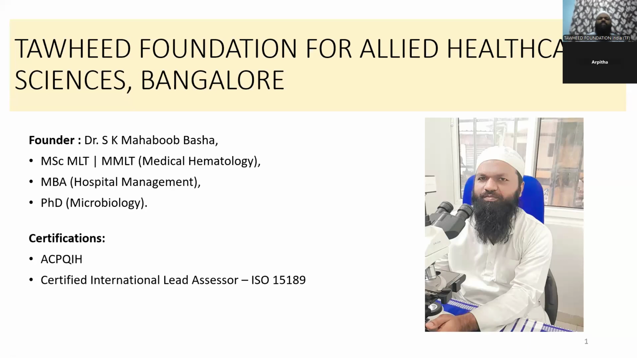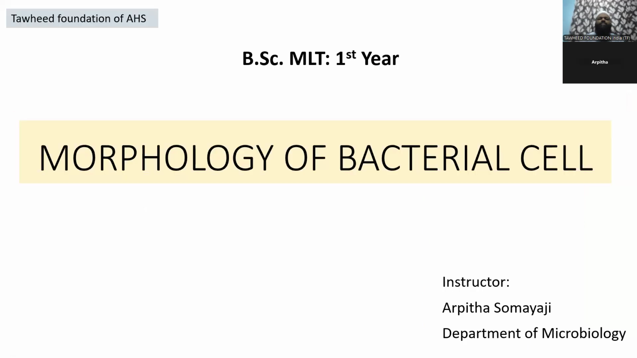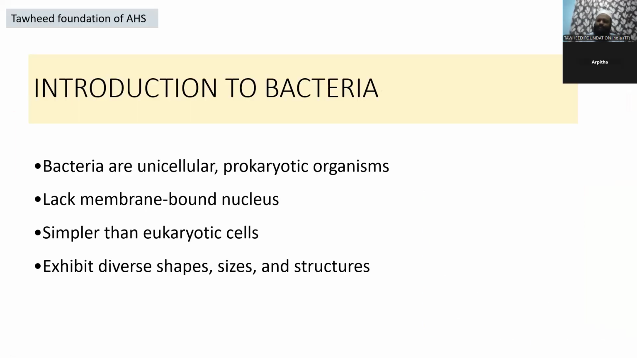The next topic we are going to discuss is the morphology of bacterial cell. Bacteria are a type of biological cell that is prokaryotic and unicellular. Due to the lack of a membrane bound nucleus, these are simpler than other types of living organisms. Although only some of them can be seen by naked eye, while the rest are microscopic, they display a wide range of shapes, size, and structure.